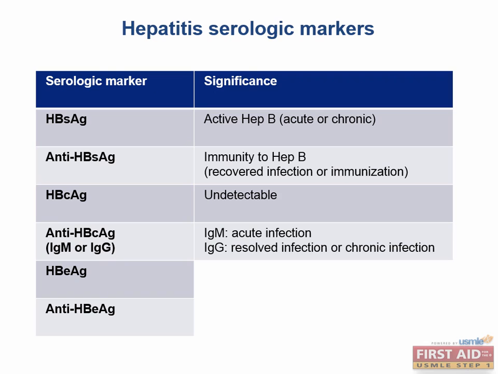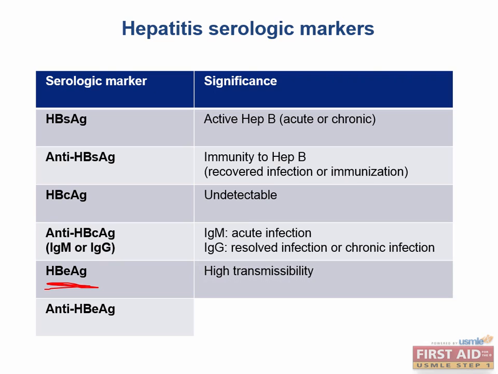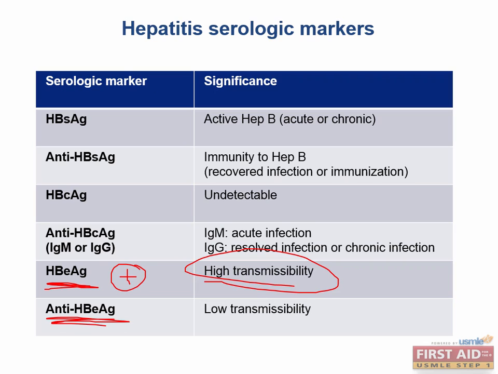Finally, the E antigen, or what I like to call the excited antigen, correlates with how infective the virus is. If the E antigen is positive in the patient's serum, the virus is excited, it is actively replicating, and it is highly transmissible. Now, if there are antibodies to the hepatitis B E antigen, the virus is not excited and has low transmissibility.